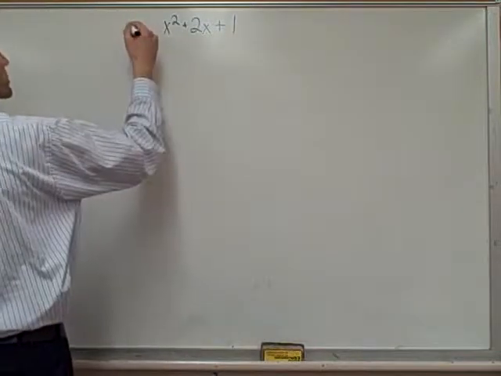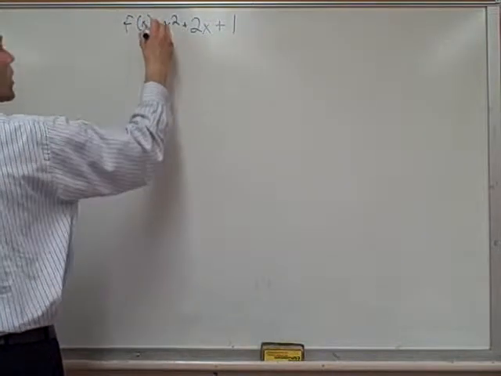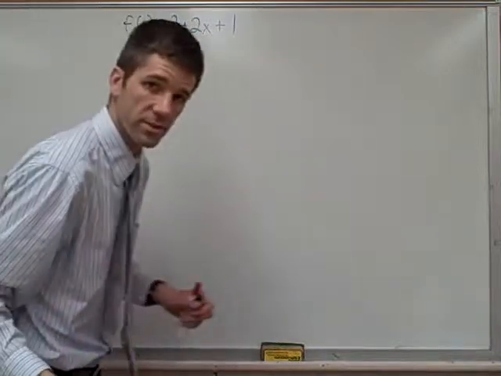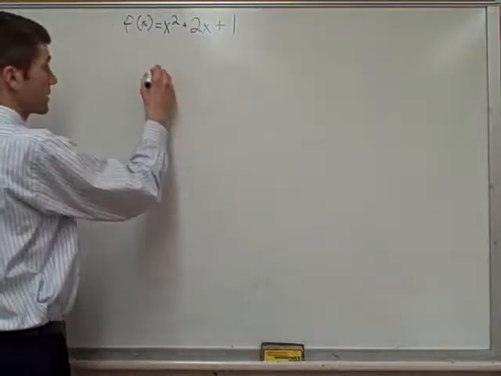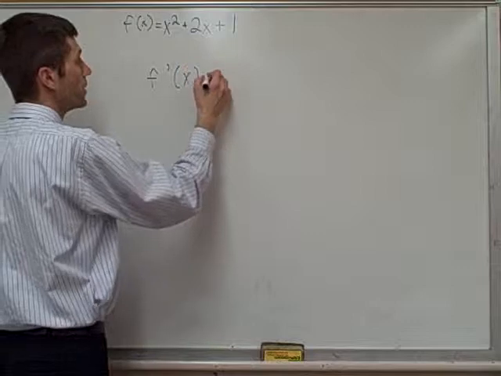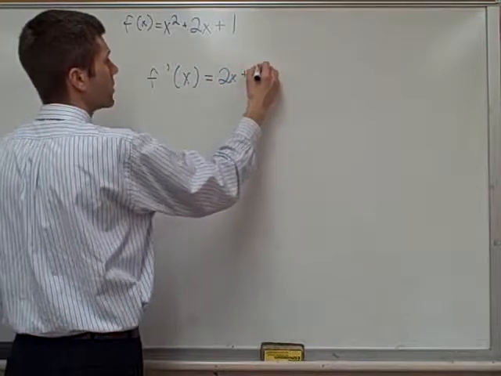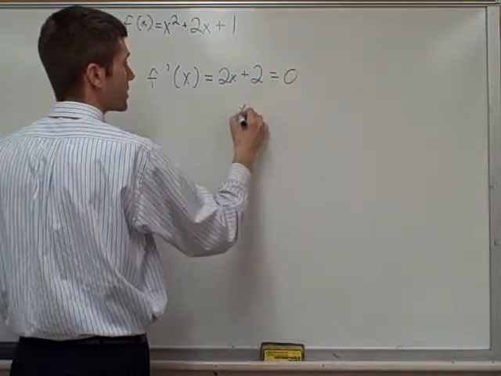Let's actually write f of x up here. And let's start. Okay, the first derivative tells us whether or not it's increasing or decreasing. So we're going to take the derivative. This is a very easy one, 2x plus 2. And we're going to set it equal to 0. X is equal to negative 1.